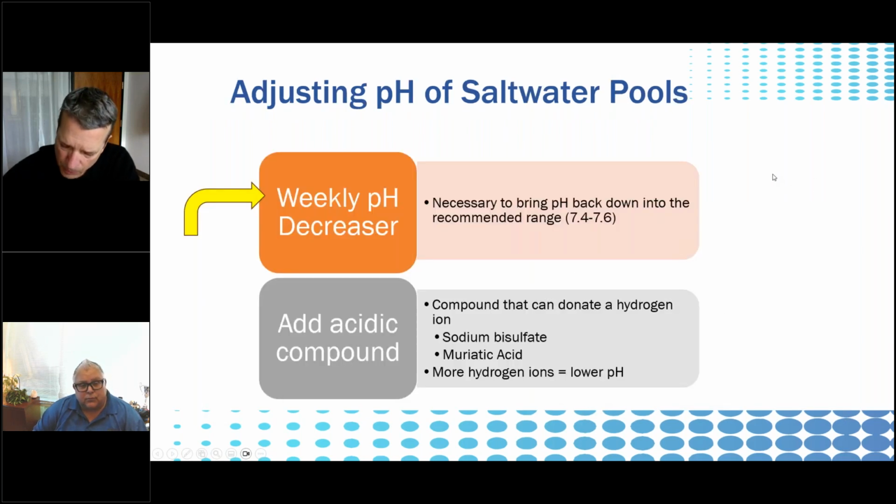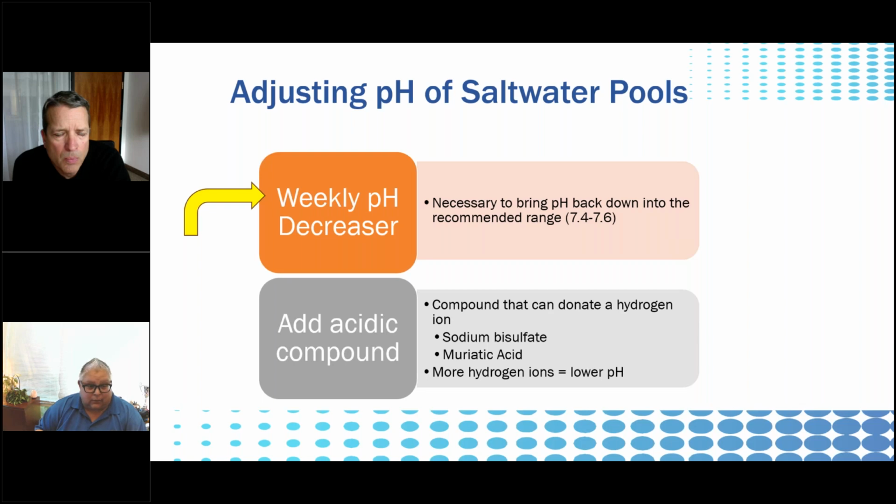So for saltwater pools, adjusting pH becomes really a weekly job. If anybody is doing service on saltwater pools, you should always be prepared as part of your service call to put in either sodium bisulfate or muriatic acid, whatever your preference is. Some people like dry acid, some people like muriatic acid. It doesn't matter. They're both very effective, but ultimately you've got to be prepared to add an acid. You're adding more hydrogen ions to bring that pH back down to the manageable level where your chlorine is efficient, your bathers are comfortable, and everything's operating the way it should be.